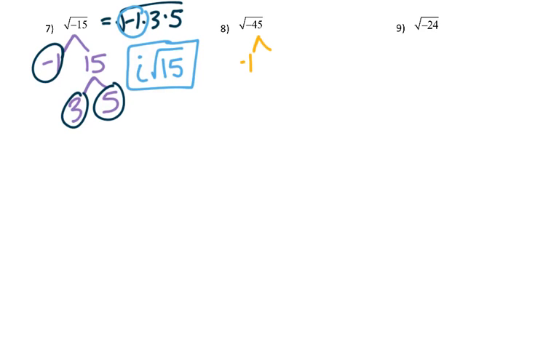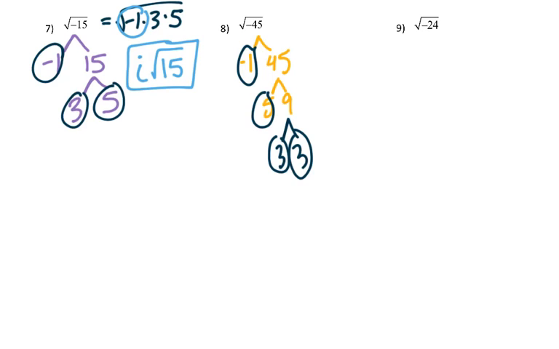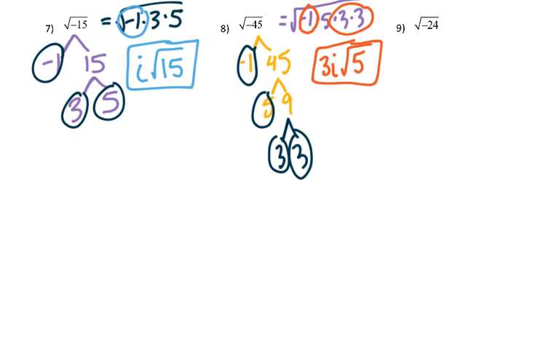Number 8, I think of negative 45 as negative 1 times 45. 45 is 5 times 9, where 5 is prime. The negative 1 was done. And the 9 is 3 and 3. So when we break it down, it's going to be the square root of negative 1 times 5 times 3 times 3. I've got a pair of 3's, and I've got that negative 1. So we get a 3i on the outside and a 5 on the inside. Done. I want you to try number 9 before you check out the answer.